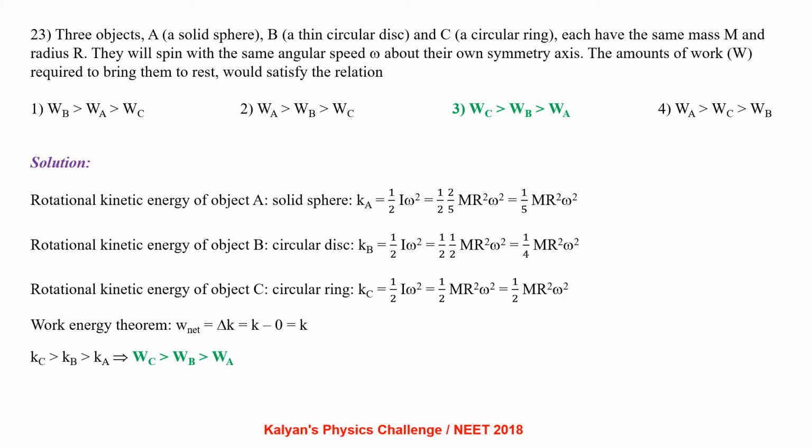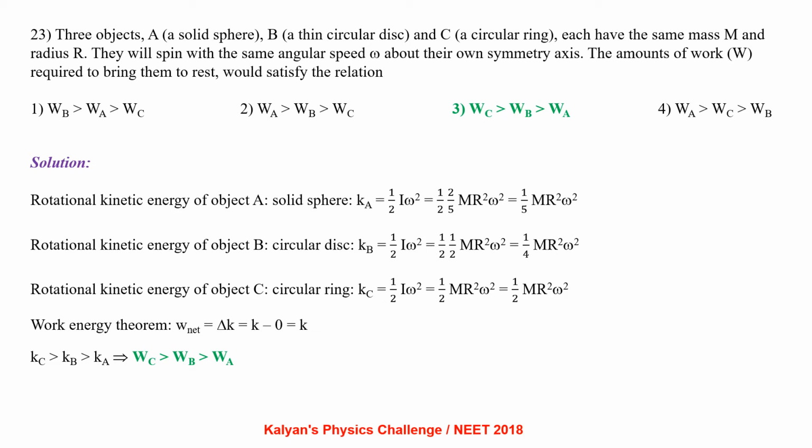Similarly, rotational kinetic energy of object B, that is the circular disc, is half I omega square, half of half mr square omega square, which comes out to be 1/4 mr square omega square. Rotational kinetic energy of the circular ring is half of mr square omega square, since the moment of inertia of the circular ring is mr square. That comes out to be half mr square omega square.